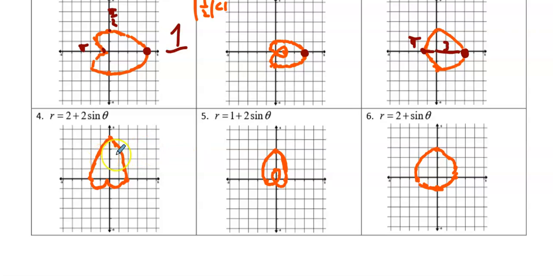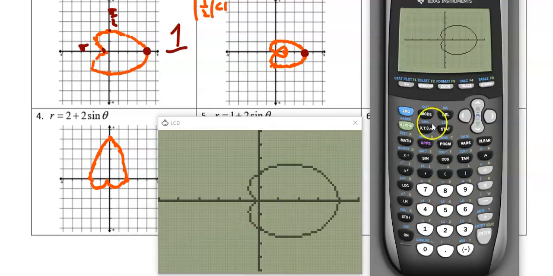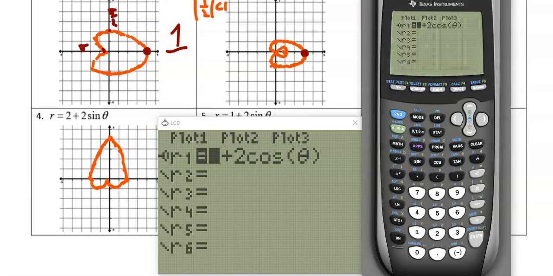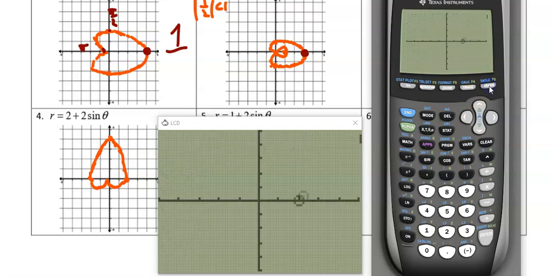So where do you guys think this one's going to start? This is an idea of what we're going to do for this one. So let's get our graphing calculator back out again and start looking at this one. We're going to go ahead and just do 2 plus 2, and then just change this to sine and graph this thing.